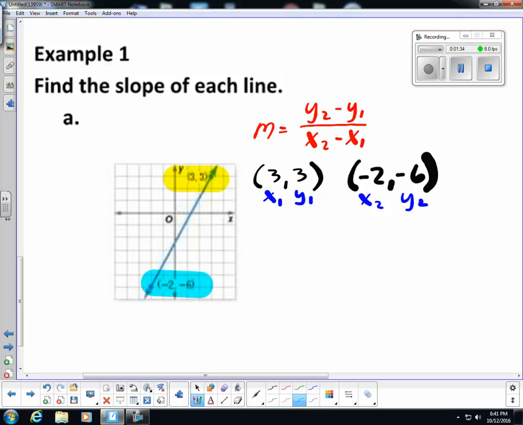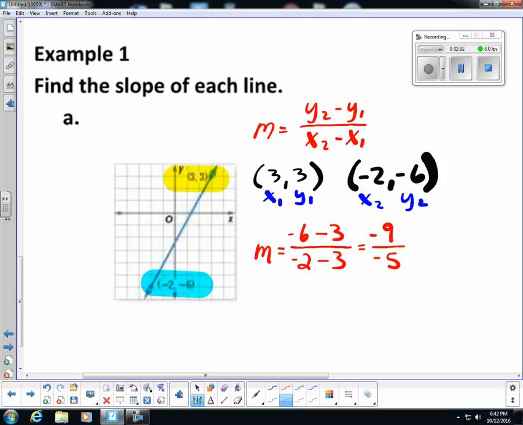So when we throw this into our formula, slope is equal to, and now I'm going to plug in things accordingly. It's going to be -6 minus 3 all over -2 minus 3. When we plug all this in, this is going to give me -9, and this is going to give me -5.